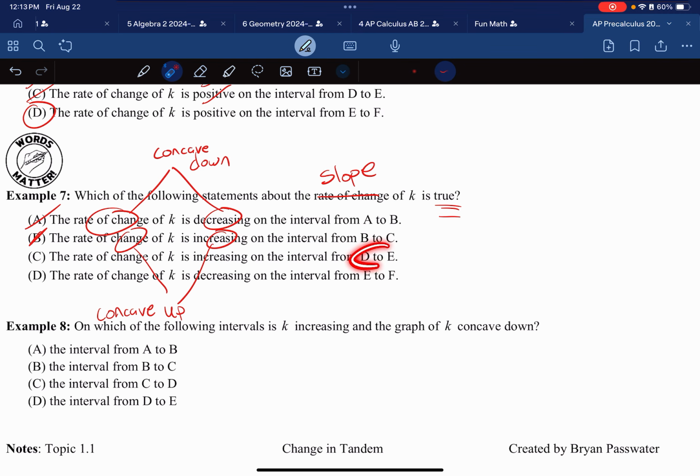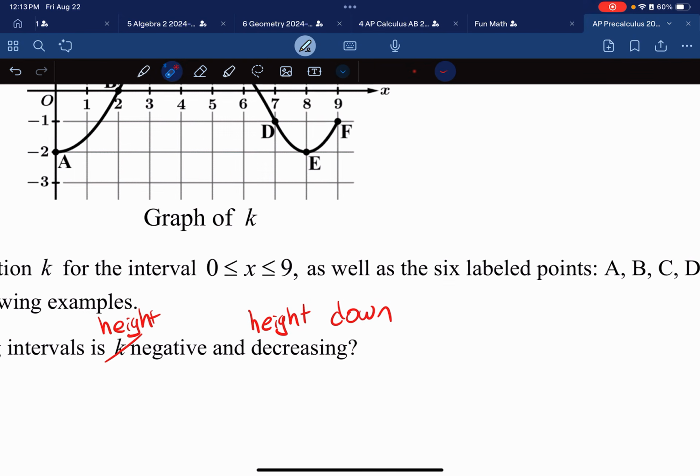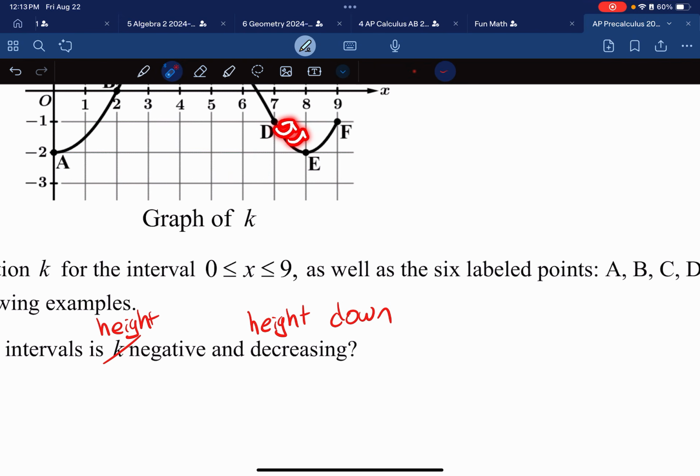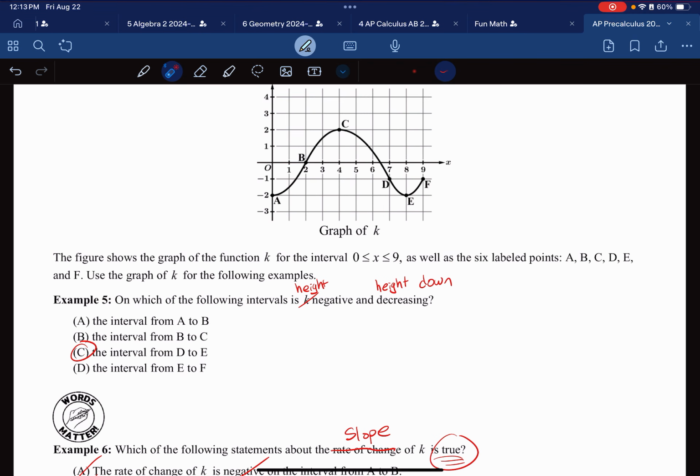Is it concave up between D and E? Let's check. Between D and E, is it concave up? It's trying to pull up. It's trying to pull up. That is the case. It is a smiley face. The correct answer here is C. Circle C. Therefore, by process of elimination, it's not D, but let's just check. The slope is decreasing, so that's concave down between E and F. Let's check. Between E and F, no, it's still pulling up. It's still a smiley face.